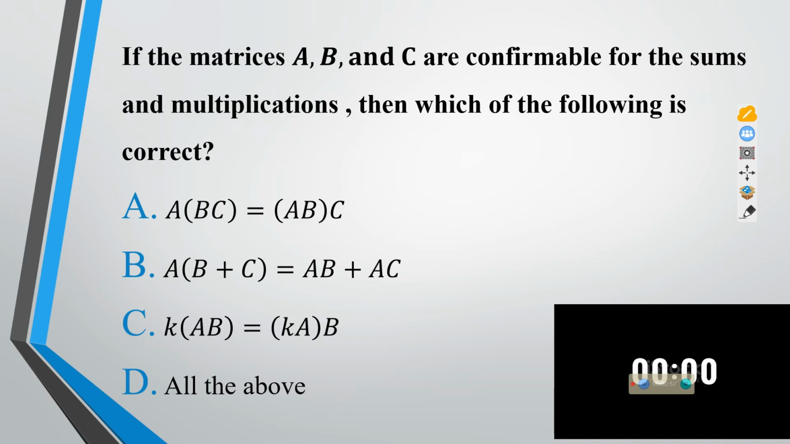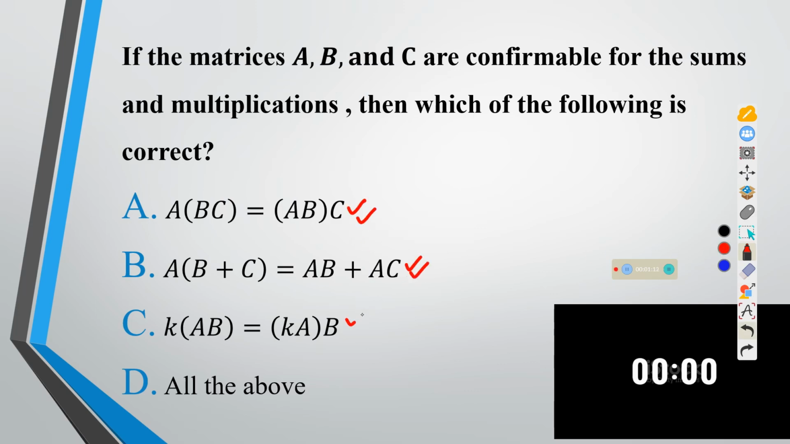So we have already looked at different properties that are considered when we are looking at matrices, and I hope this is now very clear to all of us. So this one is true for matrices. This is also true for matrices when K is a scalar: K(AB) is the same as multiplying K with A, then multiplying by B. So it means all of the above. So D will be the correct answer. So that will bring us to the next question.